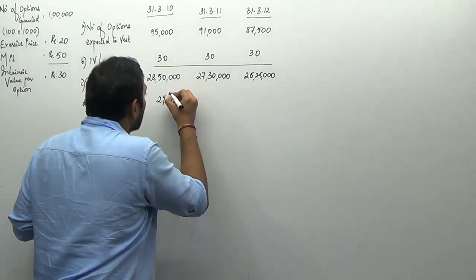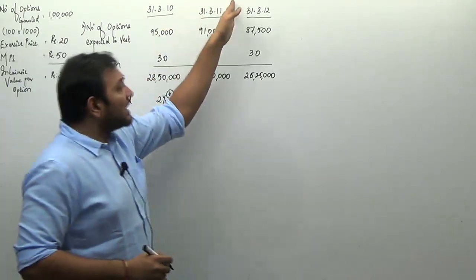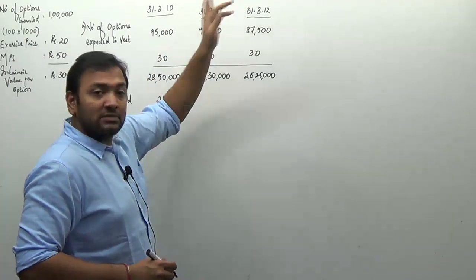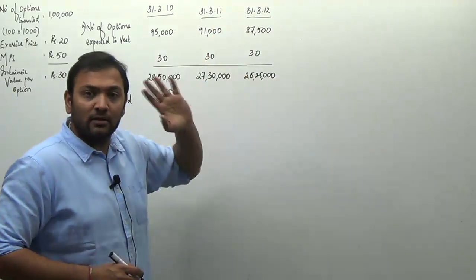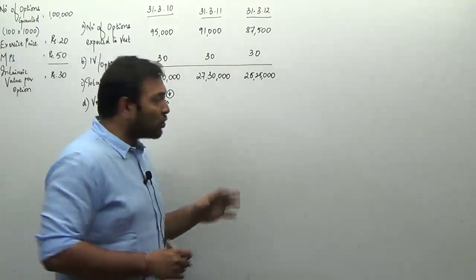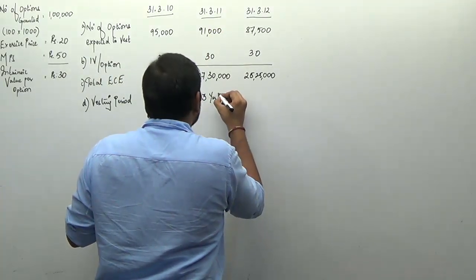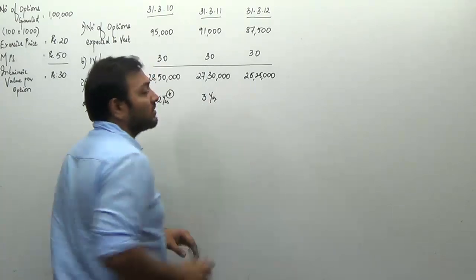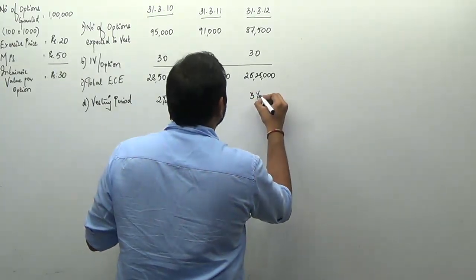This is the most important part. Standing on 31st March 2011, that means at the end of the second year, I know even that second vesting condition is also not satisfied. So vesting period is definitely not 2. So I'll expect reasonably that the vesting condition will be satisfied at the end of third year, 3 years. Third year actually vested, so 3 years.